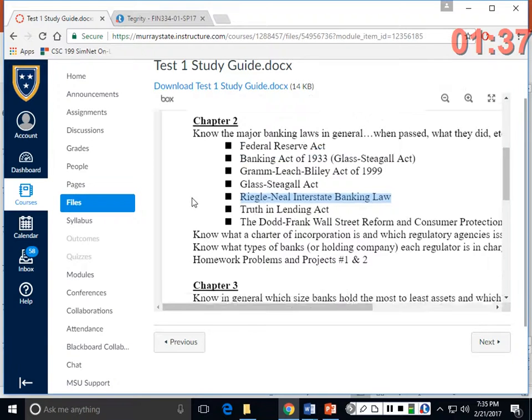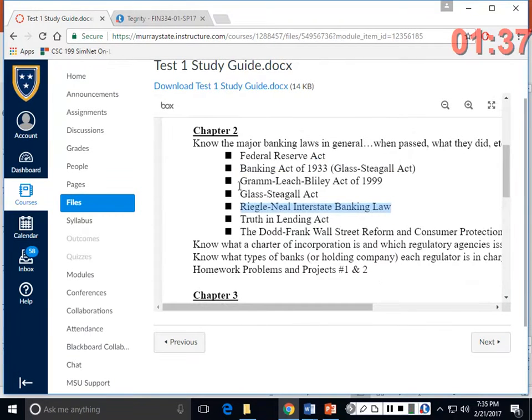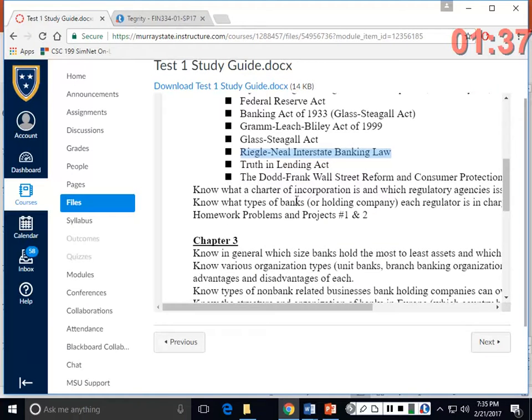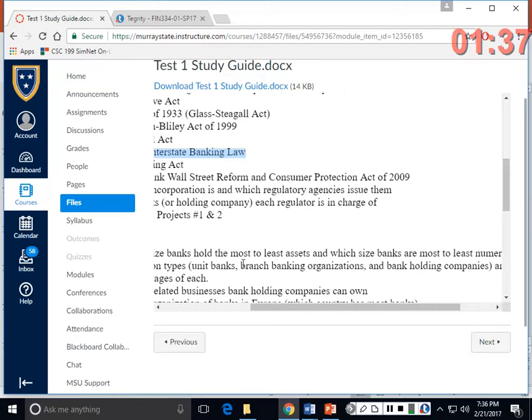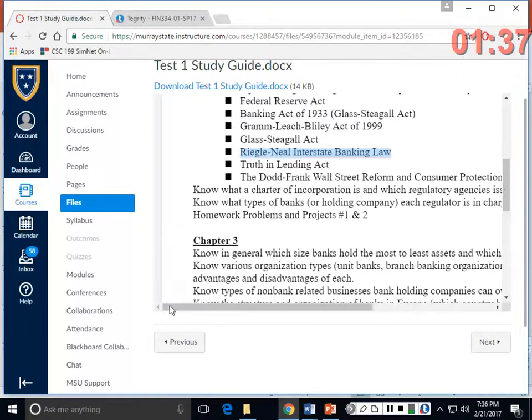And so I'm not saying don't look at any of the others. I'm just saying those are two major ones. Know what a charter of incorporation is and which regulatory agency issues them. So basically that's pretty simple.